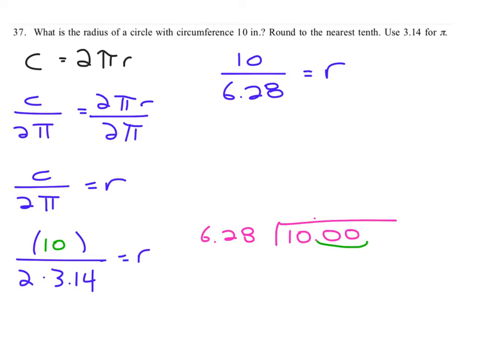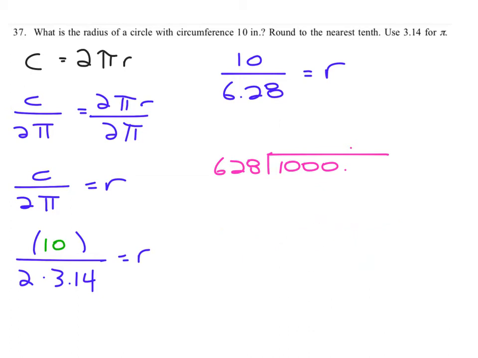And now, when we move it over 2 places to be there, and move this one over 2 places to be there, we get the equivalent division problem of 628 into 1,000. And then we will get the exact same answer as we would with the original numbers. So I'm just going to erase that and say, okay, now let's calculate it.